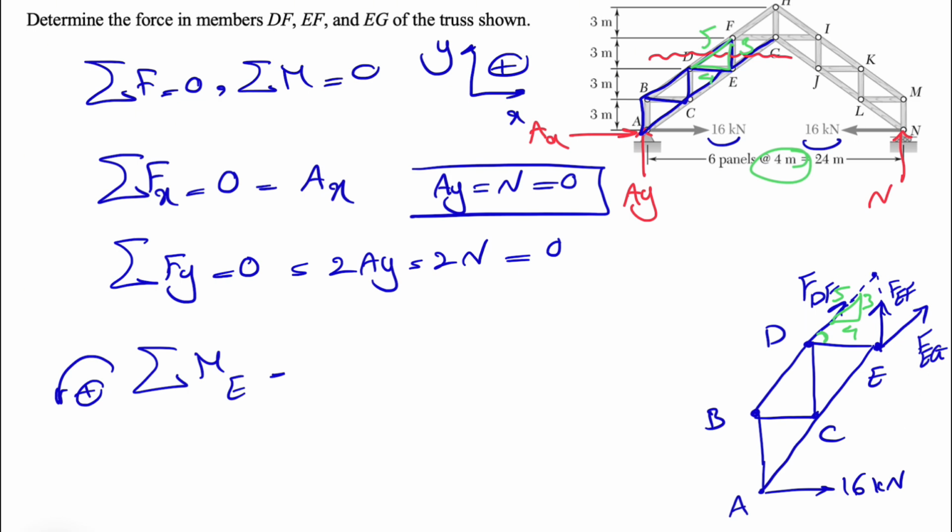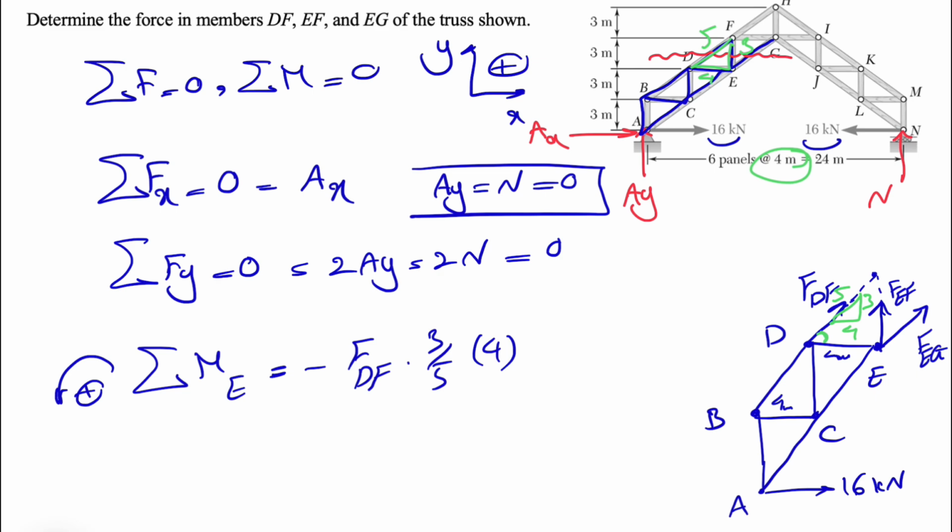So it's a clockwise moment, so negative FDF. The distance that we have is, and then we have to figure out the y component, which is 3 over 5. So it will be technically the sine of that angle, which would be opposite 3 over the hypotenuse, or 5. And the distance, we know each panel is 4 meters, so this is 4 meters, and this will be 4 meters, so times 4.